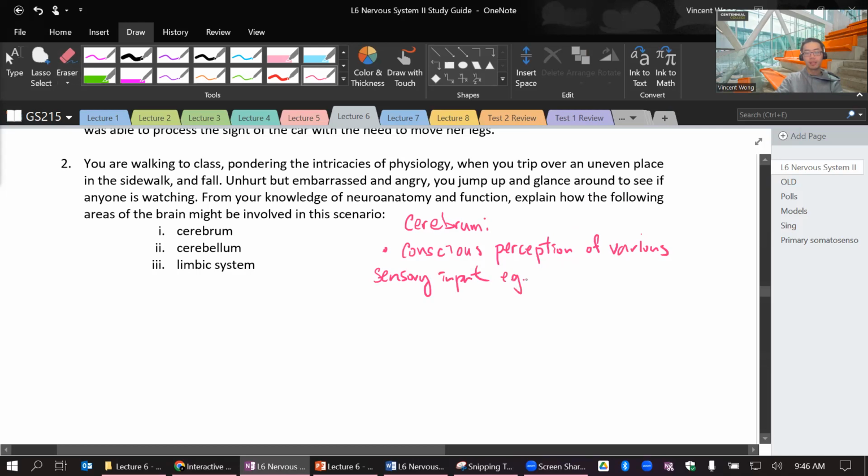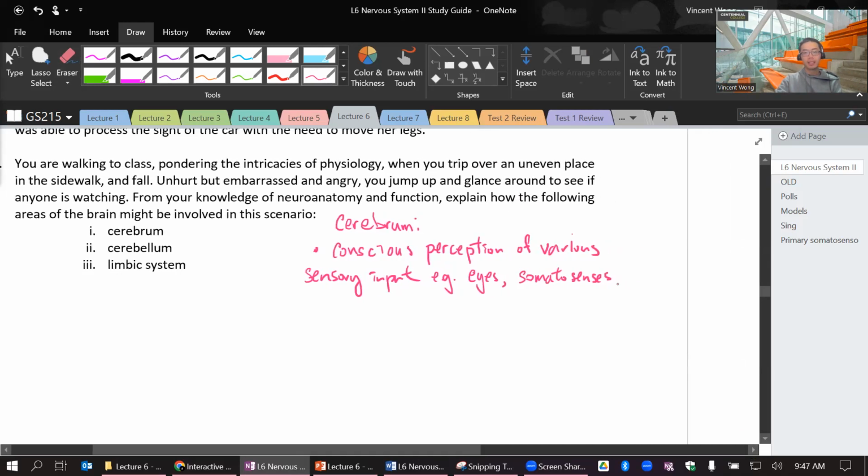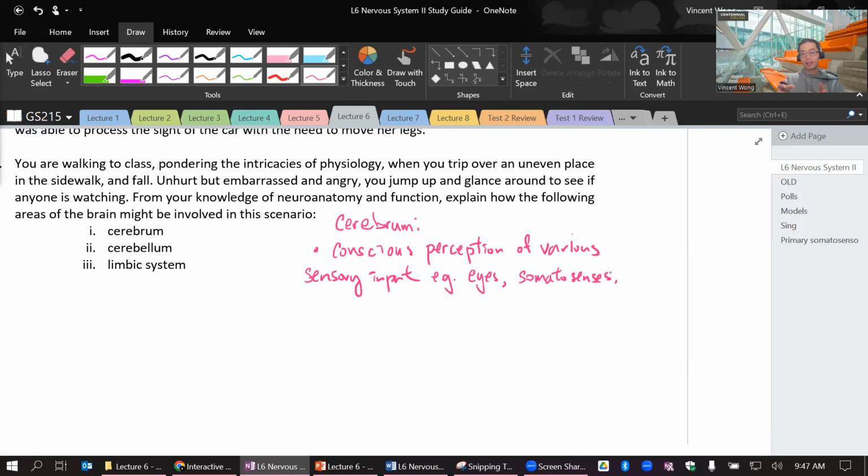Okay, so for example, from eyes, you can see yourself falling. You can see the pavement coming up to your face. There is the somatosensory. As you're falling, your muscle tension is loosening in the leg because it's no longer supporting your weight. And that decrease in tension is going to get sent to the parietal lobe.